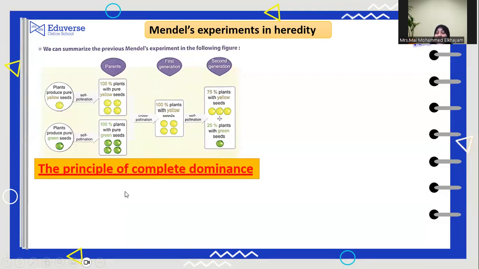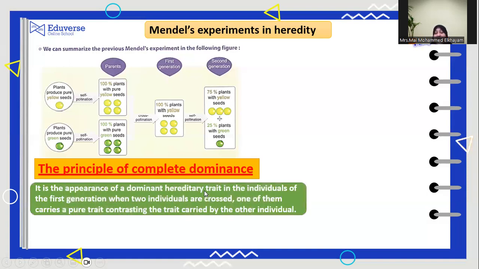Now, let's introduce the principle of complete dominance. It is the appearance of the dominant hereditary trait in the individuals of all the first generation when two individuals are crossed, one of them carrying a pure trait contrasting the trait carried by the other individual. What is the meaning of that? The appearance of the dominant hereditary trait, the yellow one, in the individuals of the first generation, when a pure individual is crossed with another pure individual which is contrasting it.